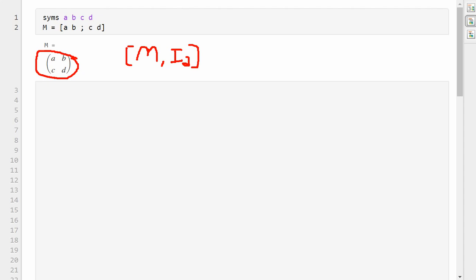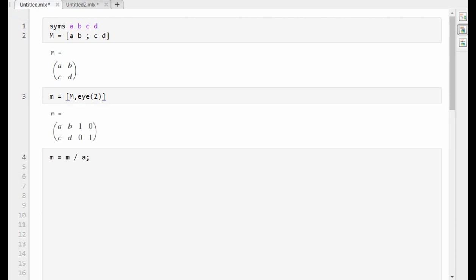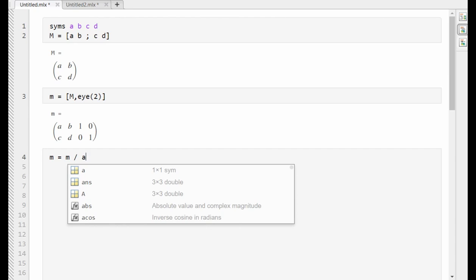And then I want to calculate the inverse. Now that I have the matrix M in terms of A, B, C, and D, I want to augment it with the identity matrix. And there you can see we have the matrix M on the left-hand side, we have the identity matrix on the right-hand side, and we need to row reduce. The first thing I need is A, my pivot in the top left, to be 1. So I can simply multiply row 1 by 1 over A, or divide through by A.